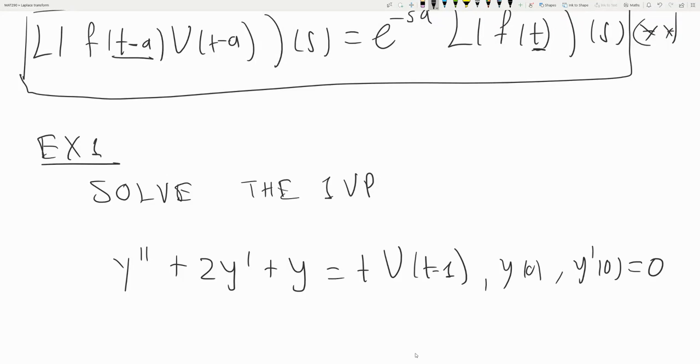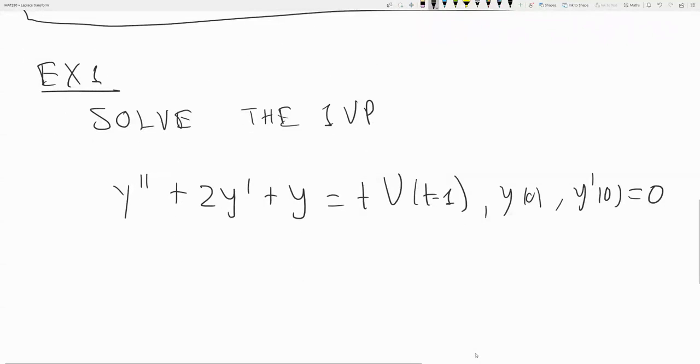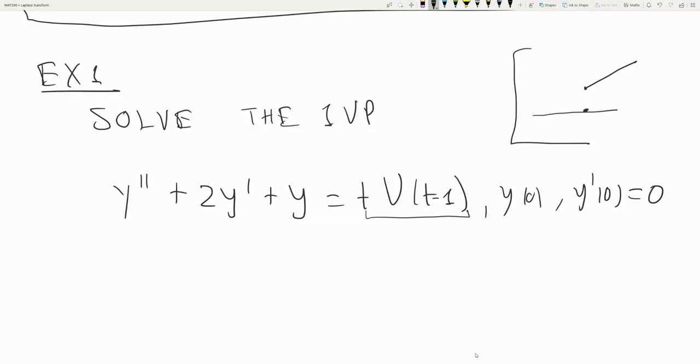If you like a circuit analogy, for a circuit, it says that your voltage pops up at time 1. So up to time 1, you're at 0 voltage. This is the voltage. And then after time 1, it increases.